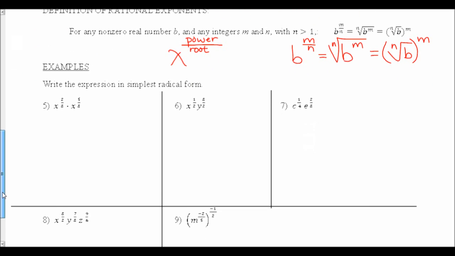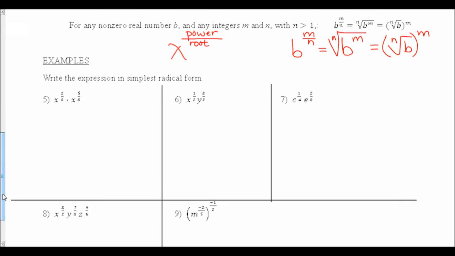So, in the examples below, we're trying to write these expressions in simplest radical form. For number 5, the first thing that we're going to want to do is try to put those two x's together. We have x to the 2/3 times x to the 5/3. We should realize that when we multiply two things, we add their exponents. So this is the same as x to the 7/3. That's a rational exponent right now.